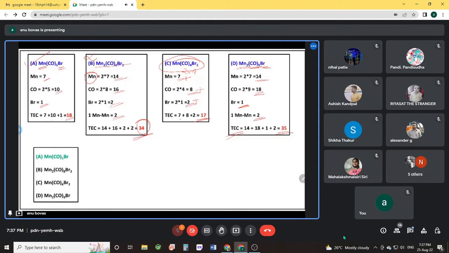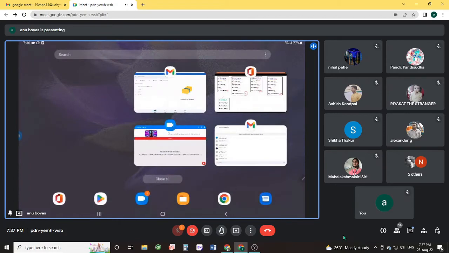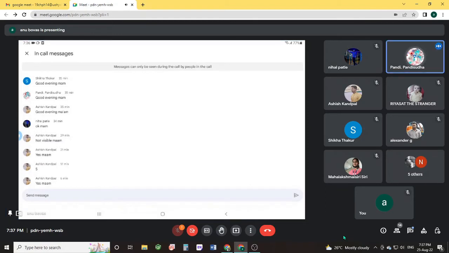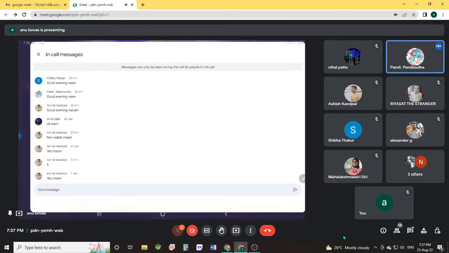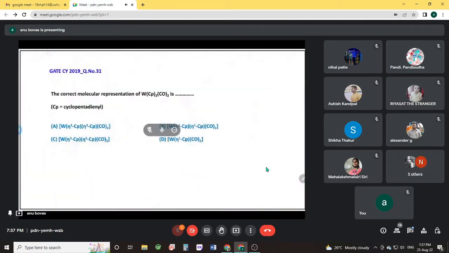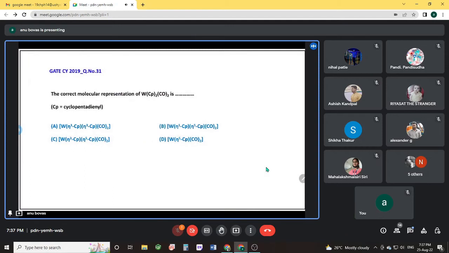So among the 4 options given, the only option that follows is option A, MnCO5Br. Hence, the answer to this question is option A. So is it clear? I'll check the chat whether you guys have asked any questions. Okay. So I guess it is clear. Okay, clear, fine. Now let us move to the next question.